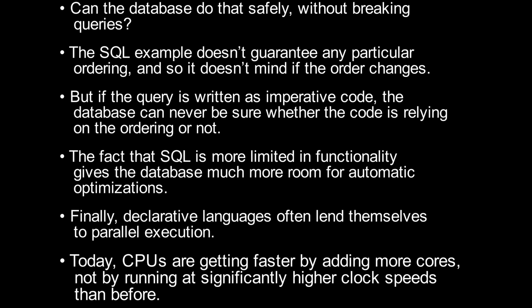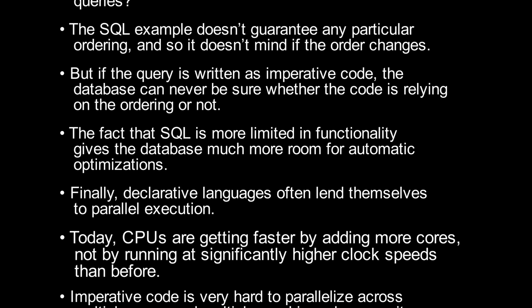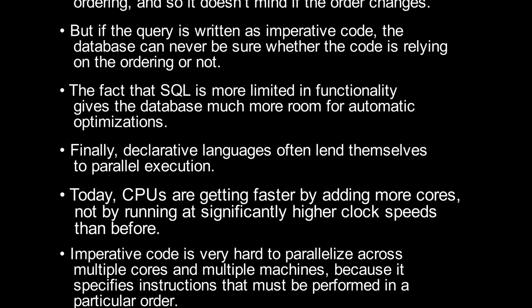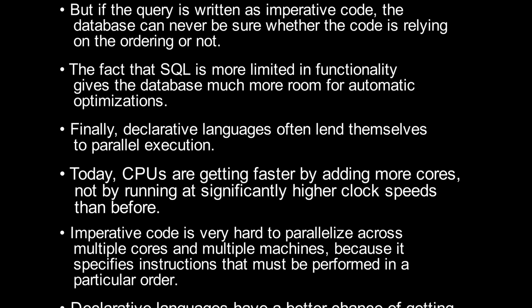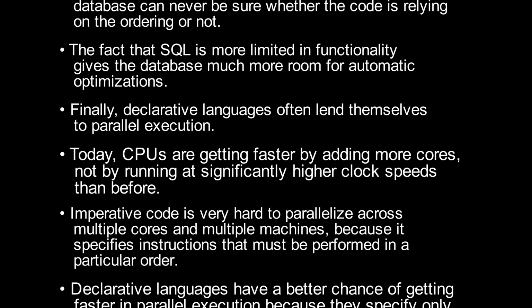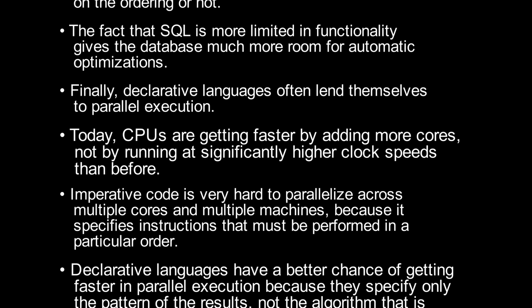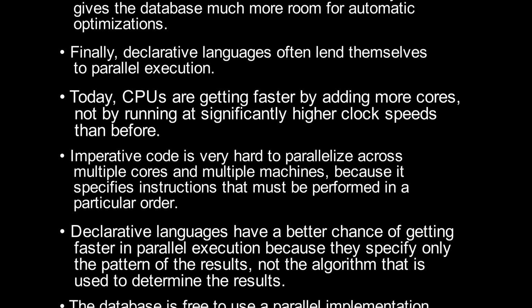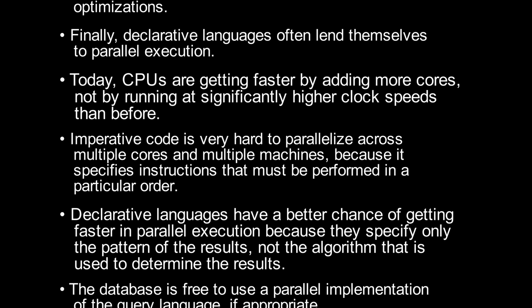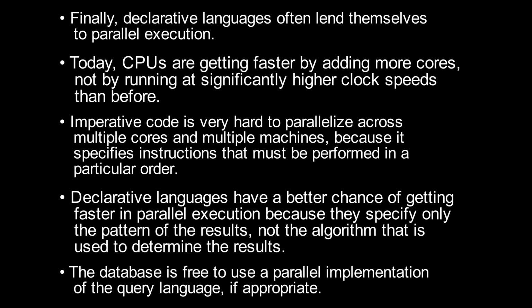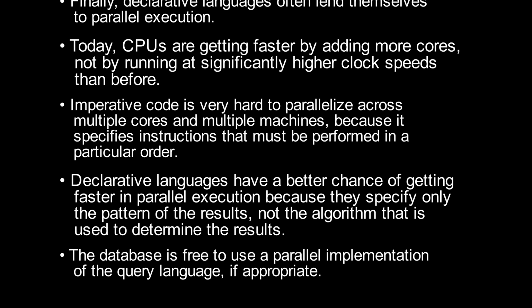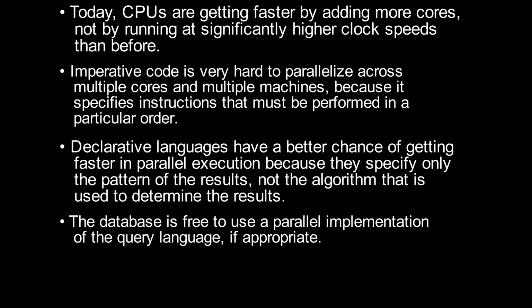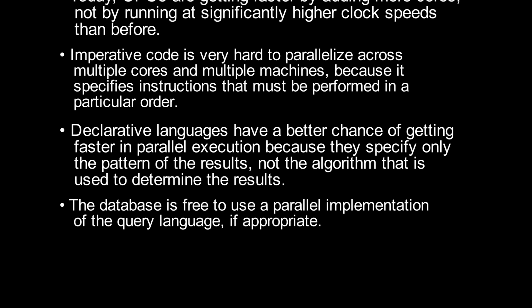Finally, declarative languages often lend themselves to parallel execution. Today, CPUs are getting faster by adding more cores, not by running at significantly higher clock speeds than before. Imperative code is very hard to parallelize across multiple cores and multiple machines, because it specifies instructions that must be performed in a particular order. Declarative languages have a better chance of getting faster in parallel execution because they specify only the pattern of the results, not the algorithm that is used to determine the results. The database is free to use a parallel implementation of the query language, if appropriate.